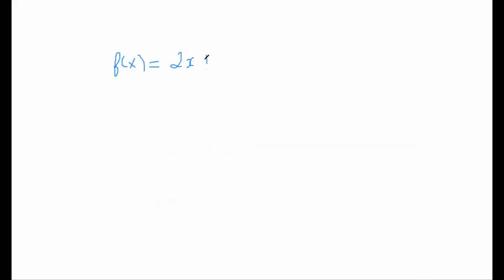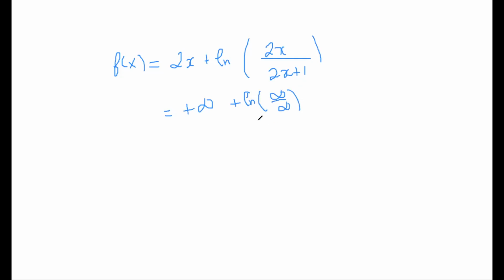This is f(x) equals 2x plus ln(2x over 2x plus 1). How did you find the limit of this function? Infinity plus ln, neighborhood, highest over highest. If we replace x by infinity, what do you get? Plus infinity plus ln. We get infinity over infinity. So what we do, as Vanna said, limit as x tends to plus infinity, we have two ways.